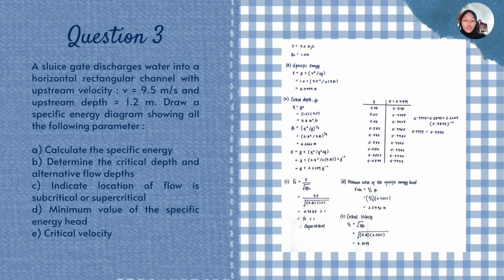Okay, the next one is the Froude number. We can use the formula V over square root of g y2. From my observations, the Froude number is bigger than 1. That means the location of flow is supercritical.